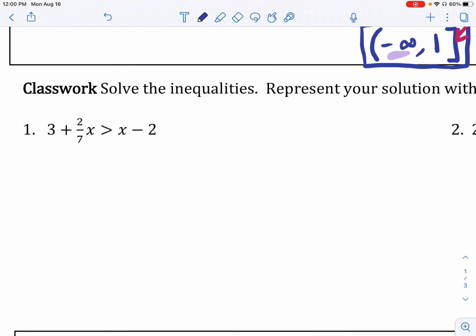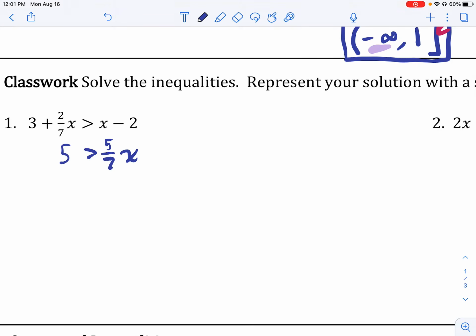For number one here, we're going to solve this inequality the same way that we normally would solve an equation. So we're going to move all of our variable terms to one side and isolate it. I'm going to subtract 2/7 x from both sides. So we're left with a 5/7 x over here. And I'm going to move that -2 to the other side. In other words, I'm going to write the inverse. I'm going to add 2 to both sides. So 3 plus 2 is 5.